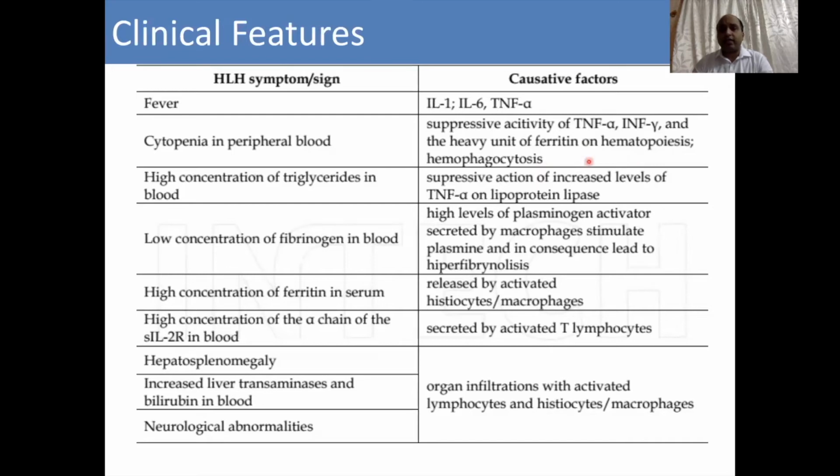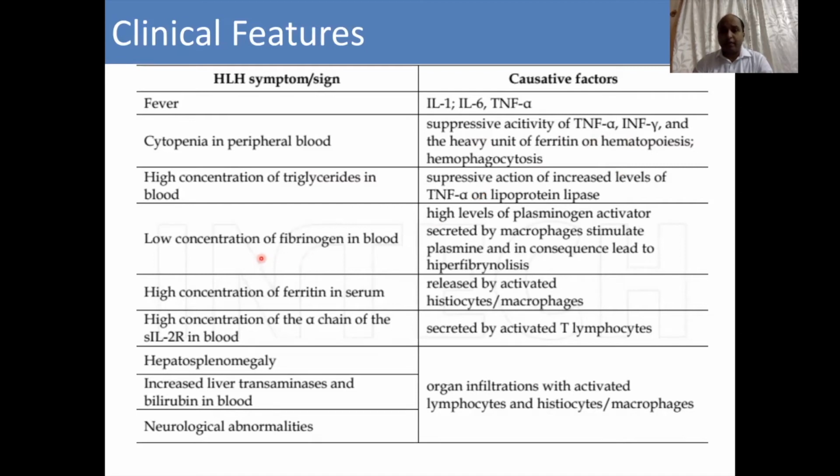In hemophagocytosis, the macrophage will engulf your precursor cells like normoblasts and erythroblasts. Those cells can be engulfed by the macrophage, and that leads to the cytopenia. Apart from that, there is suppressive activity of TNF alpha and interferon gamma on the bone marrow. And why is there hypertriglyceridemia? Because TNF alpha inhibits the lipoprotein lipase.